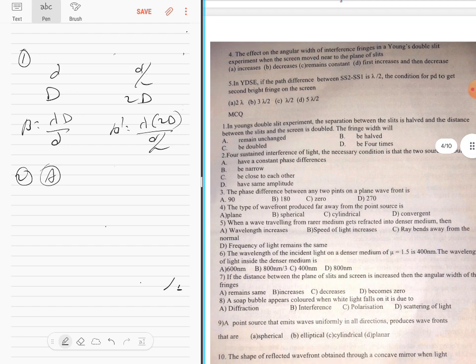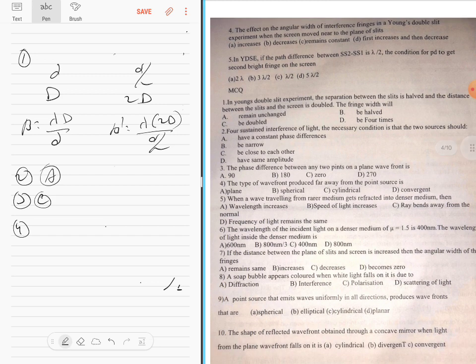The phase difference between any 2 points on the plane wavefront is obviously 0, right? So that's the answer for the third question. See, because the wavefront itself is the locus of the points which are vibrating in the same phase, so there should be no phase difference. The type of wavefront produced far away from the point source will be a spherical wavefront.